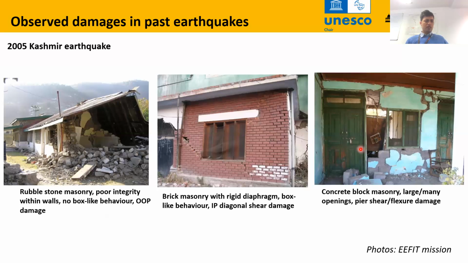2005 Kashmir earthquake, similarly, rubble stone masonry here, poor integrity within the wall. There is no box-like behavior, no horizontal diaphragm action. Therefore, out-of-plane failure of the complete wall here. And again, here, when there is an introduction of rigid diaphragm action provided by this RC slab, then we can see the in-plane failure modes, the diagonal shear failure modes. And in here, because of larger openings, the spandrel and the pier sizes are reduced, very small, so they have poor in-plane strength, so they have failed.